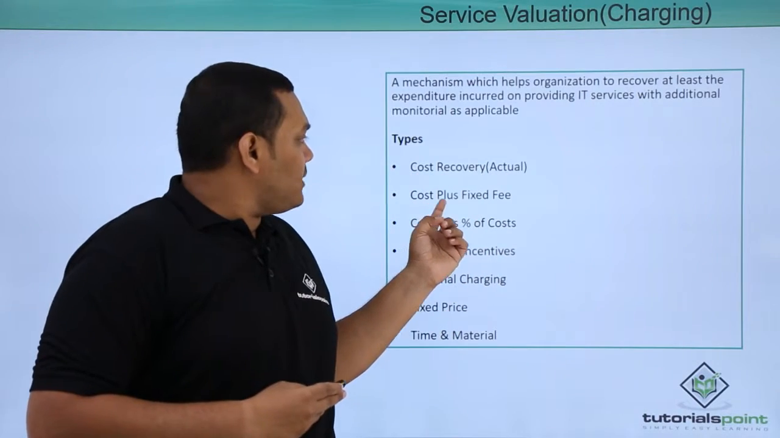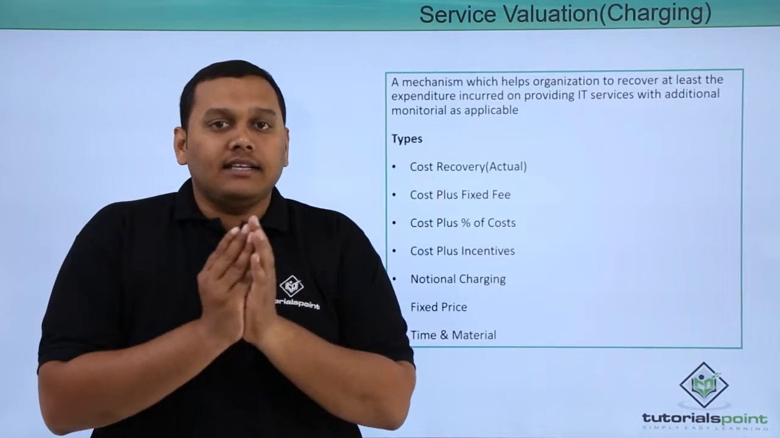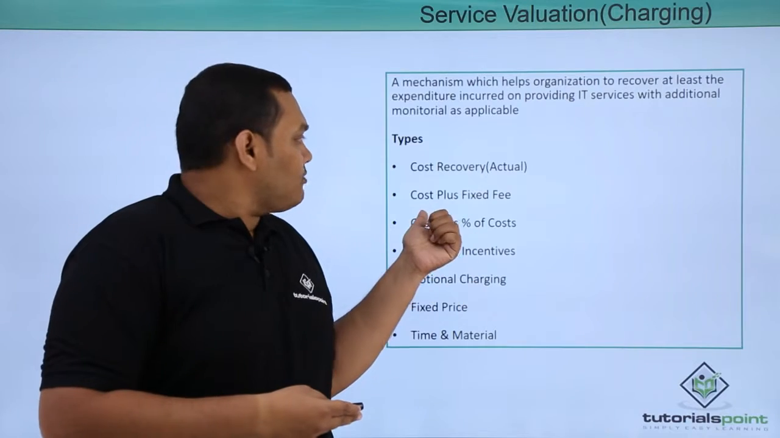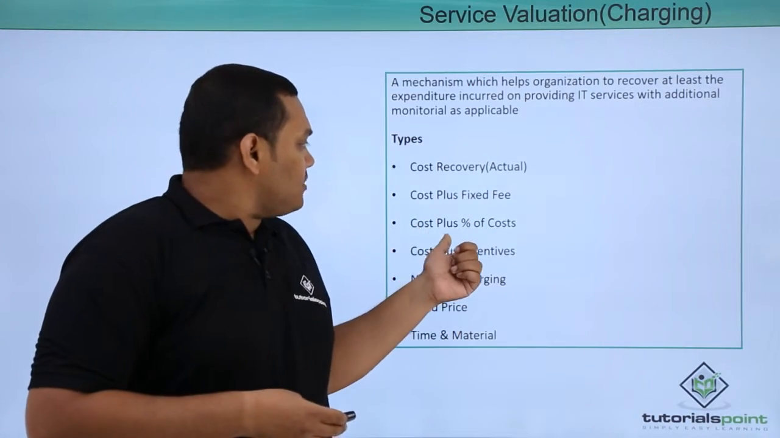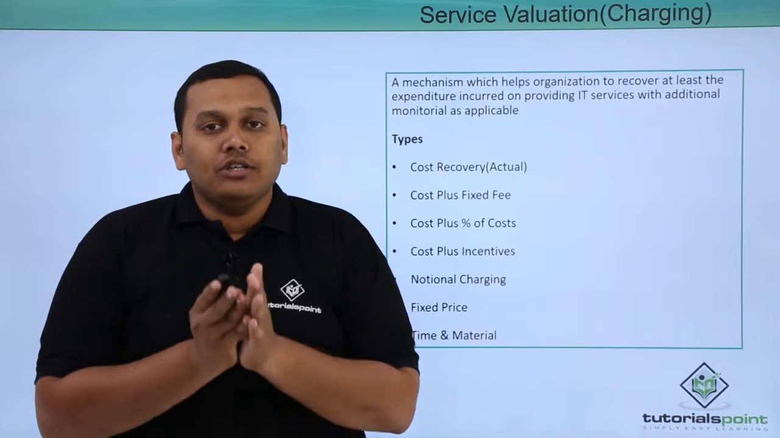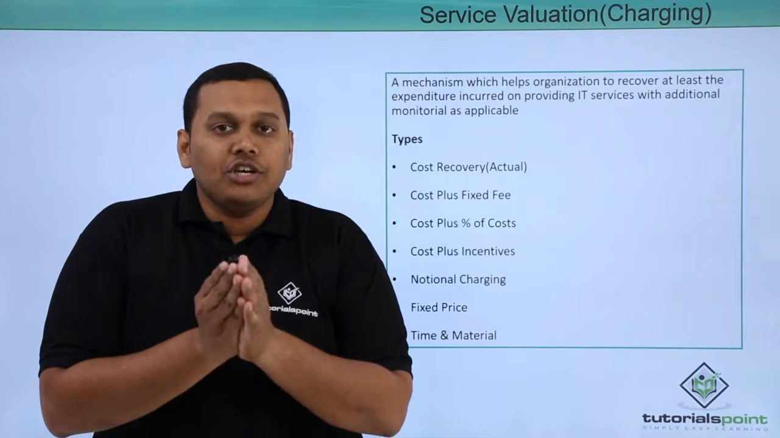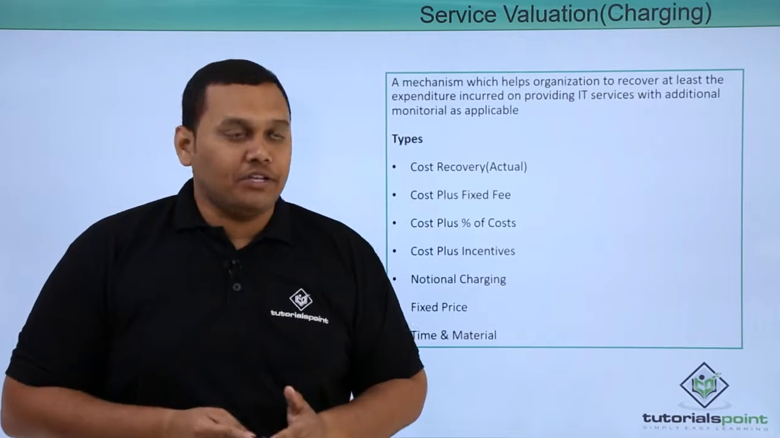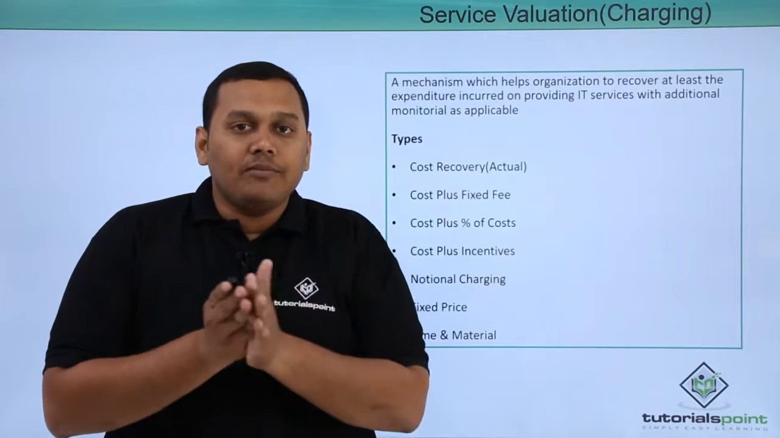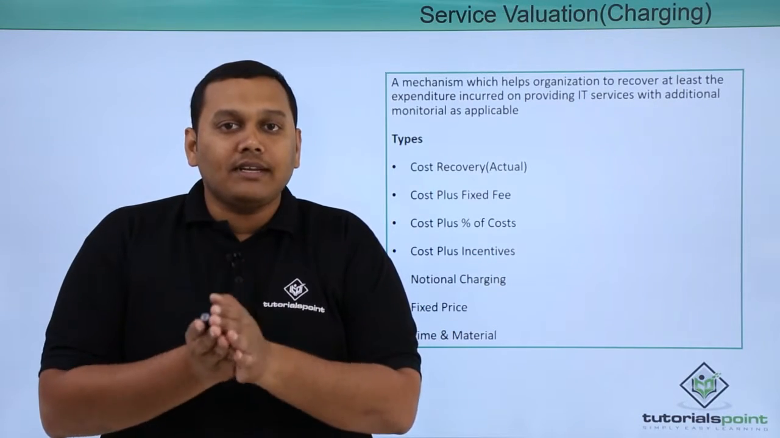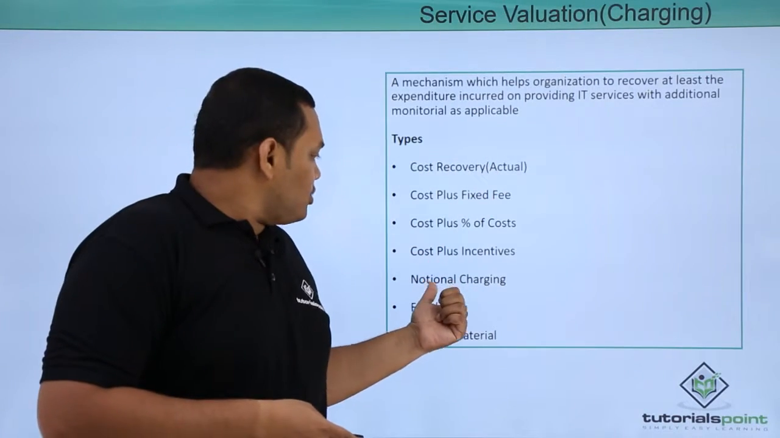So, coming to cost plus fixed fee. As the name states clearly, apart from cost, the fixed fee should also be recovered. Cost plus percentage of cost. So, the cost and also the percentage of cost which is incurred on the expenditure. Cost plus incentives. Apart from cost, there will be incentives as well, which will be recovered based on the service valuation for the services.